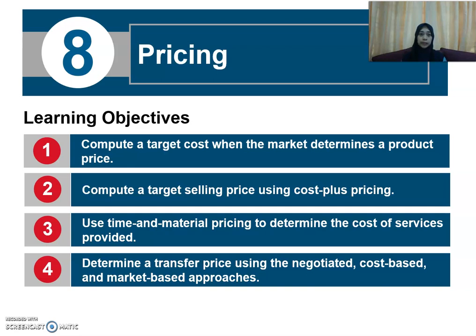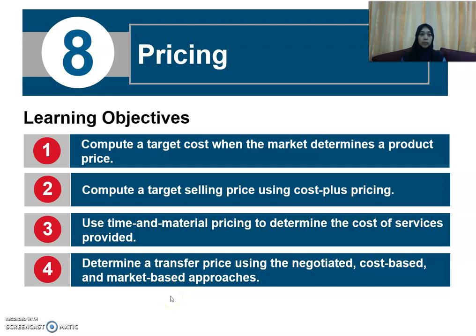Now we move on to topic 4 on pricing. Chapter 8 of your textbook. At the end of this chapter, you should be able to compute a target cost when the market determines a product price. We look into target costing, and then how to compute a target selling price using cost-plus pricing. And then we use time and material pricing to determine the cost of services provided. And we look into how to determine a transfer price using these three methods: the negotiated, the cost-based, and the market-based approach.